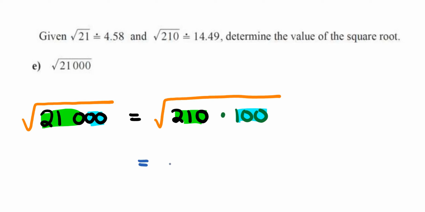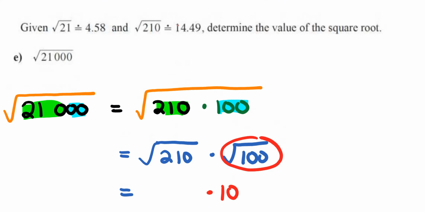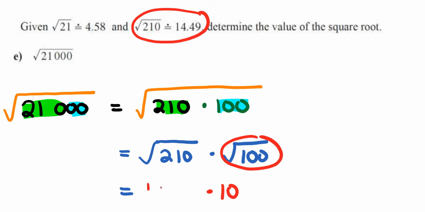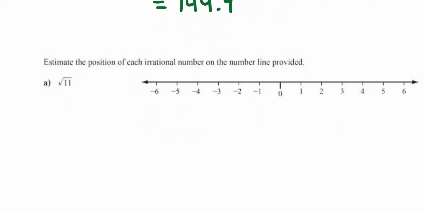And then for the square root of 21,000, I can break this up into the square root of 210 times the square root of 100. I know the square root of 100 here is going to be 10, and I know the square root of 210 is roughly 14.49. And if we're multiplying by 10 here, the number is getting bigger, so you just move the decimal spot one spot over. So 144.9 would be your final answer for that one. Okay, so that's it for question number 4. Let's move on to some of these other estimating problems.